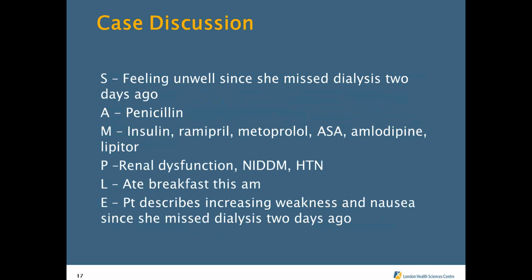Upon further questioning, we determine that the patient regularly attends dialysis appointments, but in the last couple days, her car's broken down, and she's missed one dialysis appointment 2 days ago. So she's been feeling unwell since that missed dialysis appointment. You can see her allergy and medications there. Pertinent past medical history is the renal dysfunction with the history of dialysis. She's a non-insulin dependent diabetic and has a history of hypertension. She ate this morning and again describes increasing weakness with nausea since approximately 2 days ago.